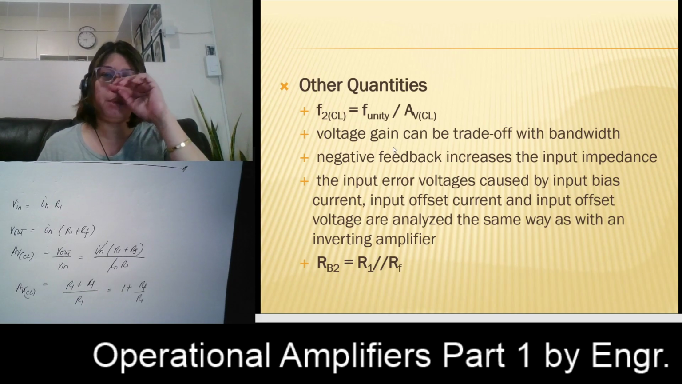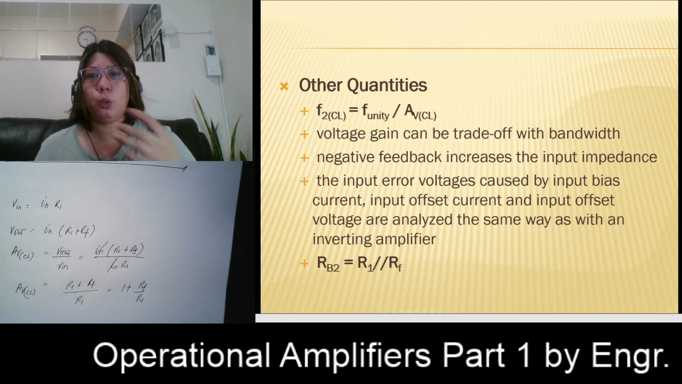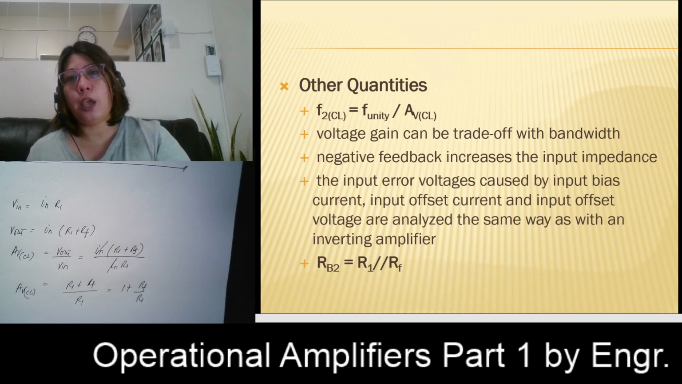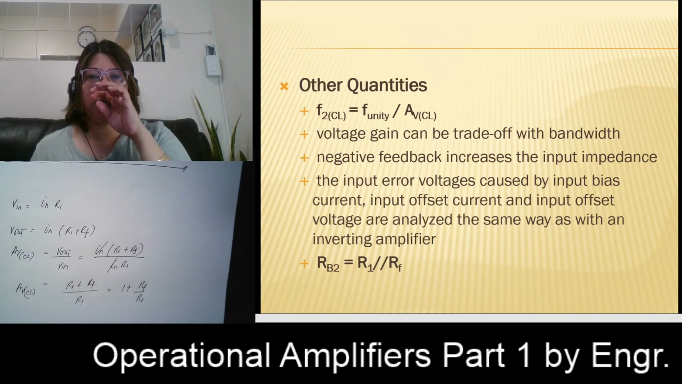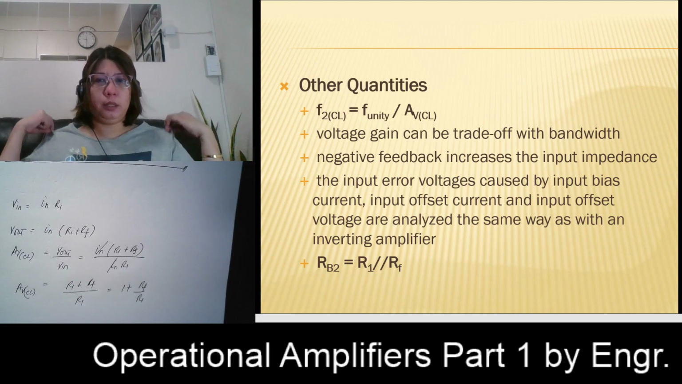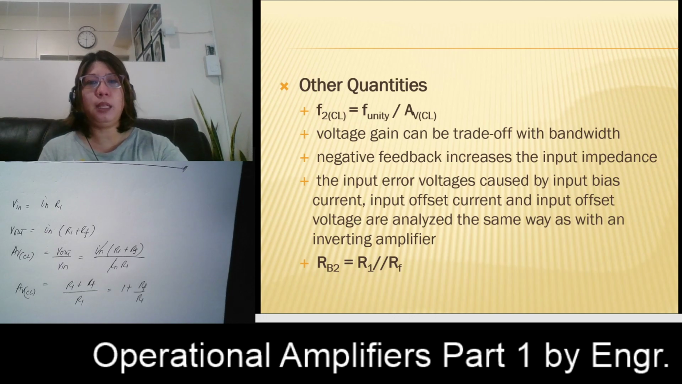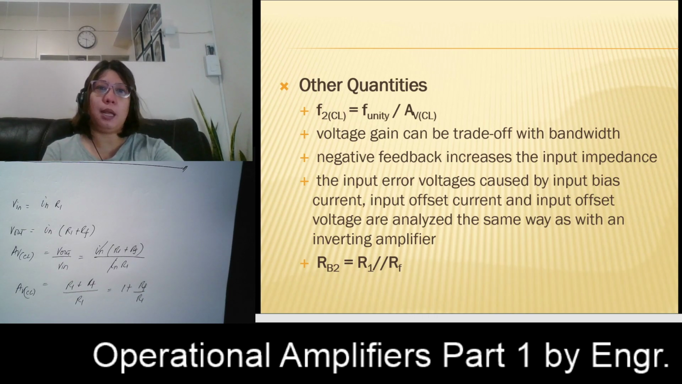So the voltage gain can be a trade-off with bandwidth. Okay, so do you want a higher voltage gain? Then we have a lesser bandwidth, or are we going to accept lower voltage gain and have a wider bandwidth instead? Okay, so the negative feedback increases the input impedance. So the input error voltages caused by the input bias current, input offset current, and input offset voltages are analyzed the same way as with the inverting amplifier. And at the same time, your RB2 is also equal to R1 parallel RF.